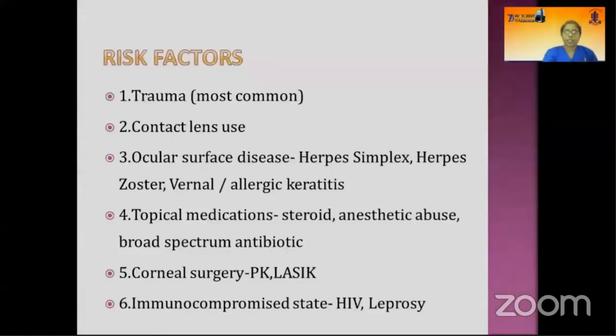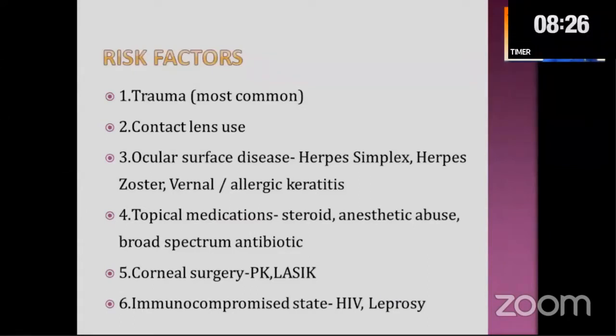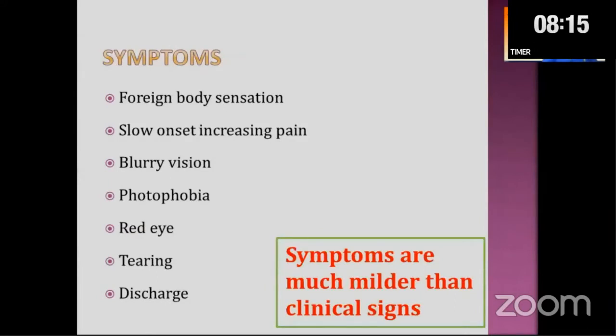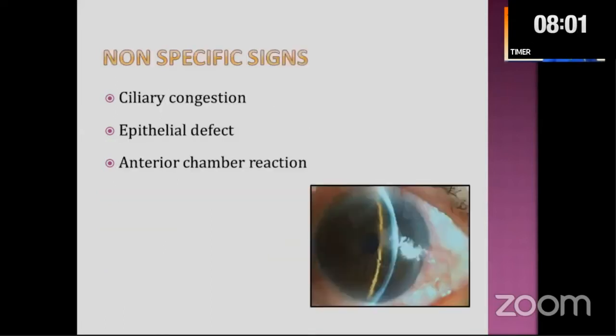Coming to the clinical features, the major risk factors causing fungal keratitis include trauma, the most common one, contact lens use, ocular surface disease, topical medications including steroids, anesthetic abuse, and broad spectrum antibiotics, corneal surgery, and immunocompromised state. The common symptoms include foreign body sensation, slow onset, increasing pain, blurry vision, photophobia, red eye, tearing, and discharge. The symptoms are usually much milder than the clinical signs.